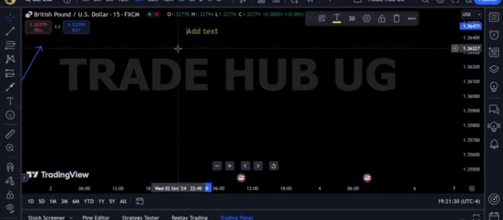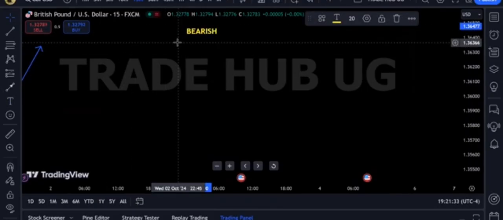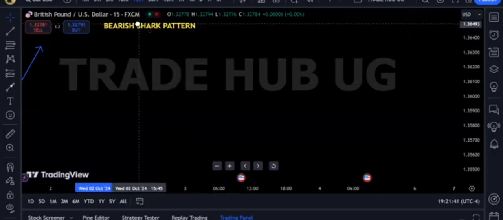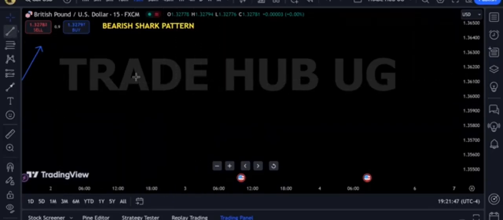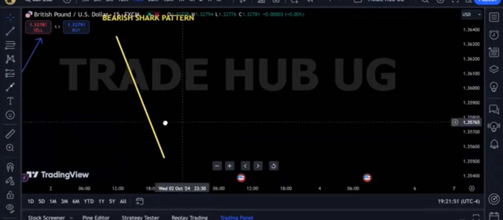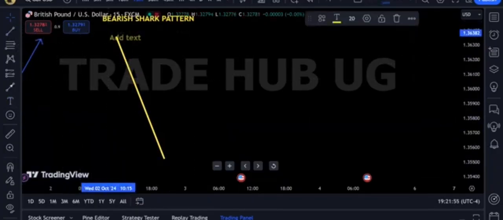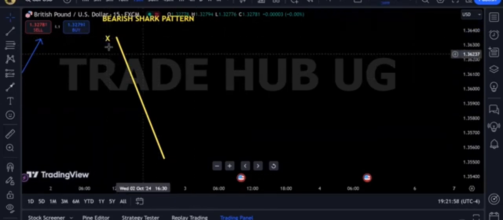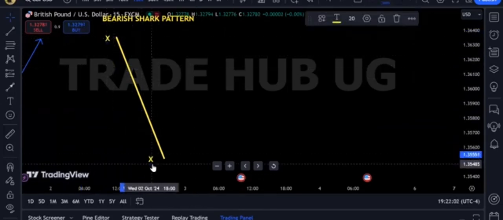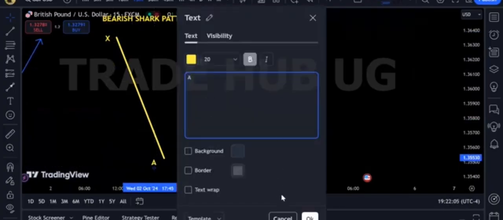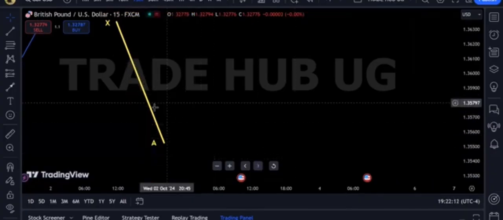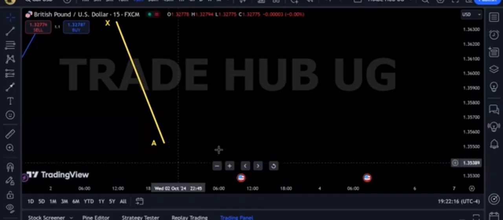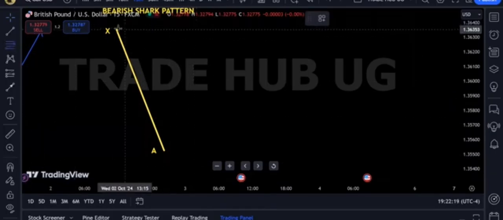Okay. We need the bearish what? Bearish shark pattern. We need the bearish shark pattern. Okay? Simple. As usual, our X and A. X to A. What do we need? We need B. As usual, 38% retracement level to 78% retracement level.